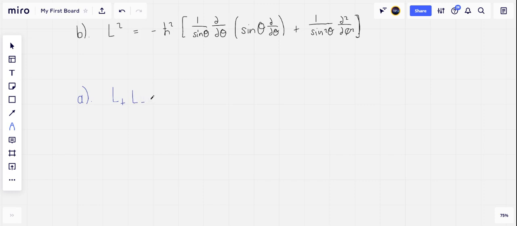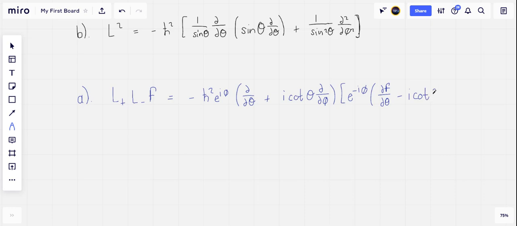So if we apply the operators L plus L minus to a test function f, we know this is equal to minus h bar squared e to the i φ into (d/dθ plus i cotan θ d/dφ) into e to the minus i φ times (df/dθ minus i cotan θ df/dφ). Notice that all the derivatives here are partial derivatives.